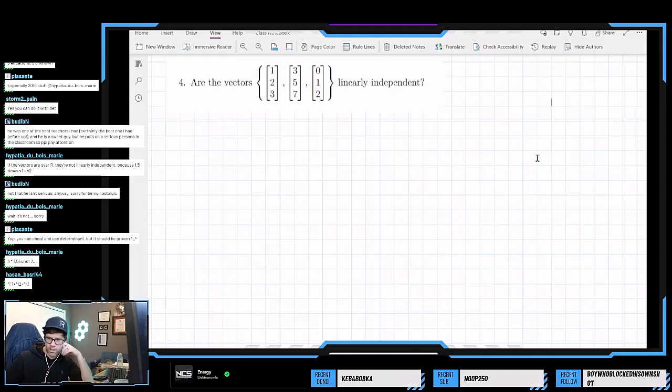So what's Hassan suggesting here? So f1 plus f2 plus f3. So we're going to do some scalar multiplication, right? So we're going to try to find a linear combination.